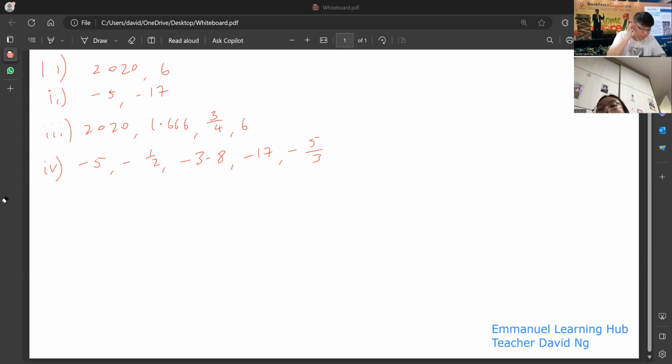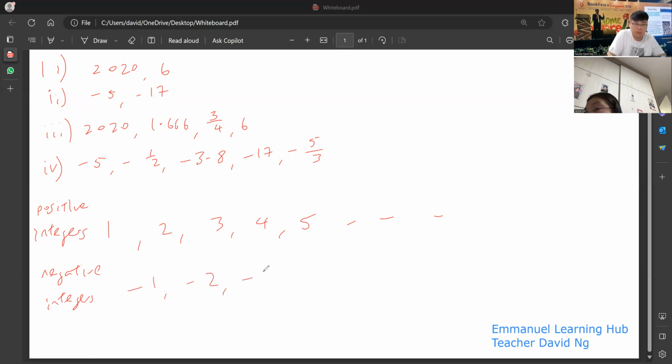Numbers means everything. Integer means whole number. Okay, these are integers. Okay, these are positive integers. So negative integers will be like that. Okay, to negative infinity, positive infinity. Okay, these are positive integers, negative integers. Clear so far?